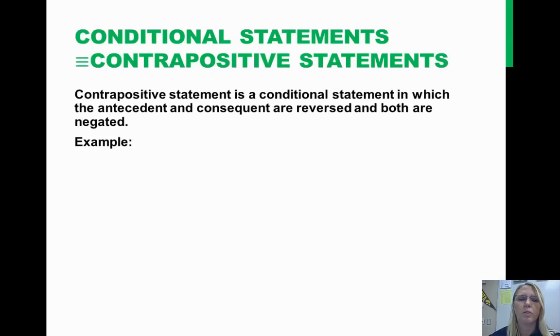So, first thing I need to let you know is that conditional statements are equivalent, and remember this is our symbol for equivalence, the three dashed line that looks kind of like an equal sign with an extra dash, to contrapositive statements. So you need this definition. A contrapositive statement is a conditional statement in which the antecedent, that's the first part, and the consequent are reversed, and both are negated. So I have an example here.